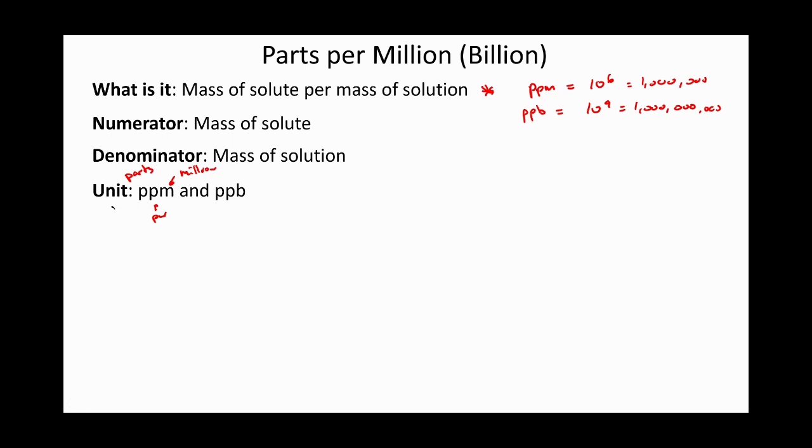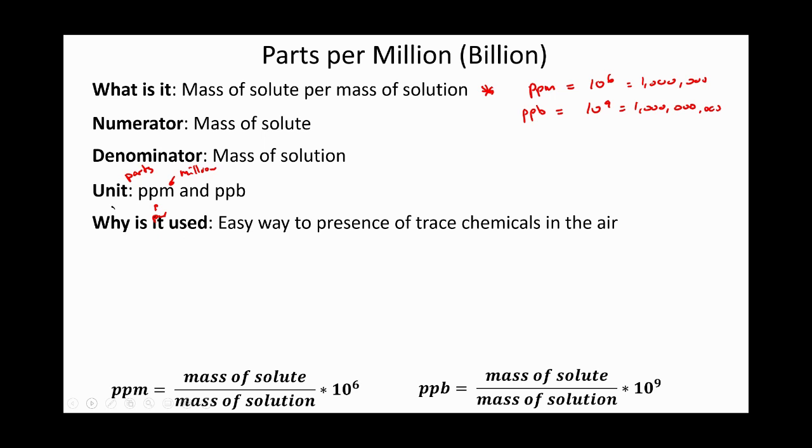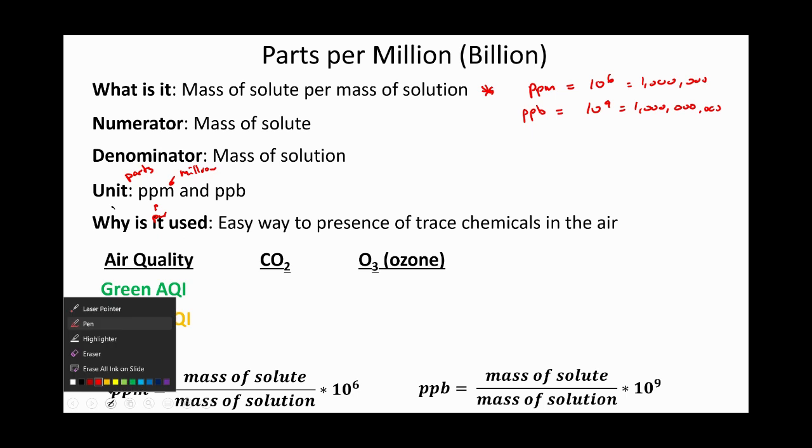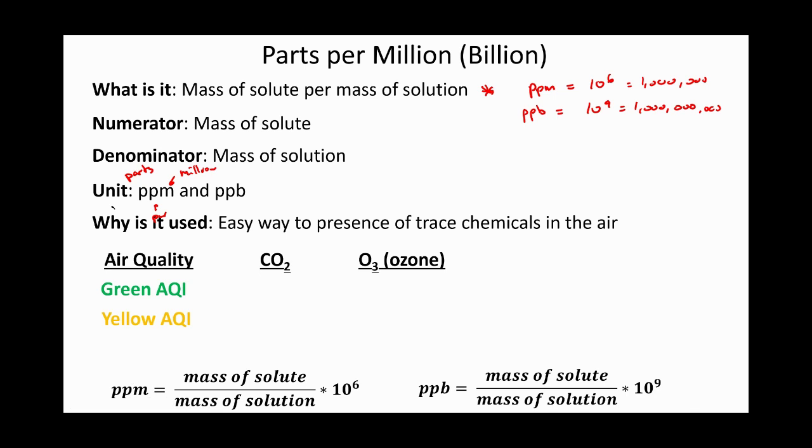And so the reason that we use it is that it's an easy way to talk about the presence of trace chemicals in the air. And so if we're looking at an air quality index for CO2 and ozone, we might see that there's a green AQI and a yellow AQI talking about what amount of pollutant is safe for us. And so for CO2, that might be 0 to 50 parts per million in the green zone, and for ozone, 0 to 64 parts per billion.